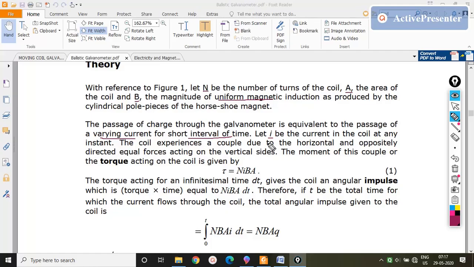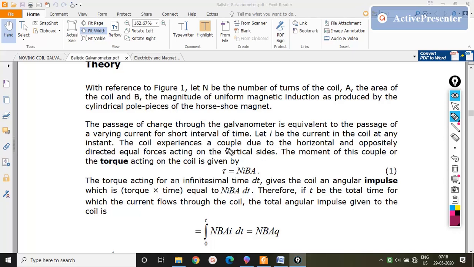I would like to tell you that here I am using small letter i for current. In the previous lecture, I was using capital I. So try to adjust to that symbol, because here capital I is used for moment of inertia. That is why we have avoided capital I for current in this particular lecture. So here small i is the current which passes through the coil at any instant, because we have a varying current.